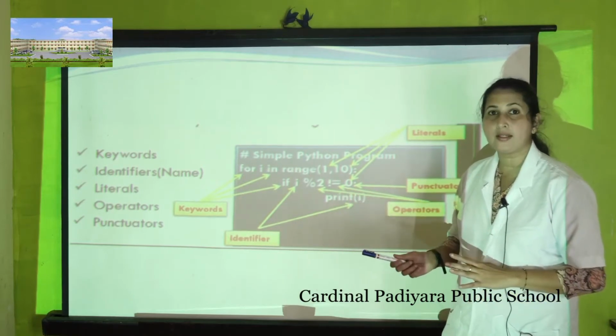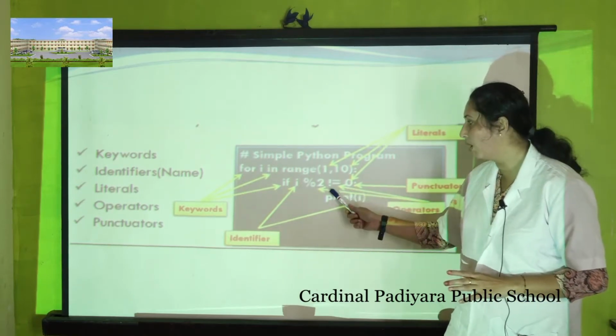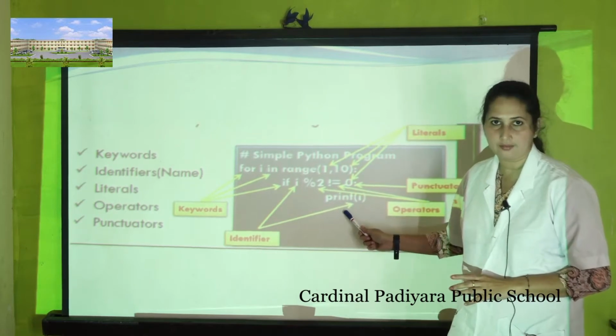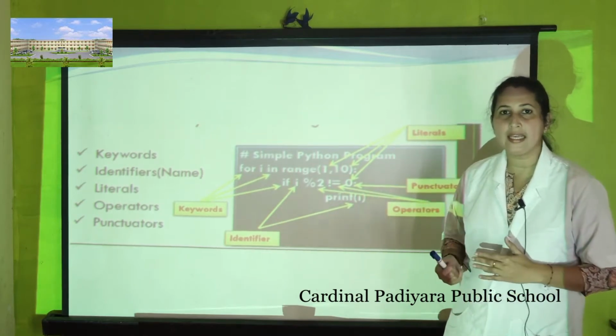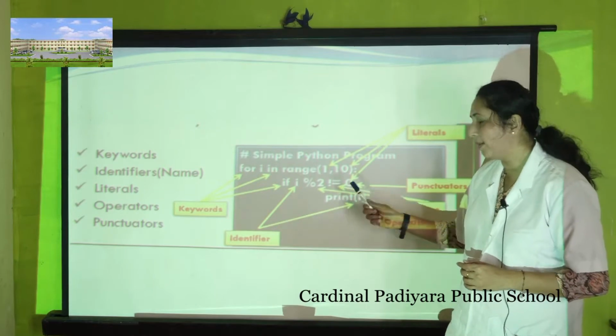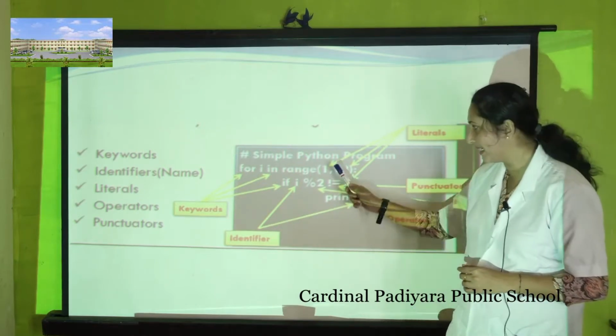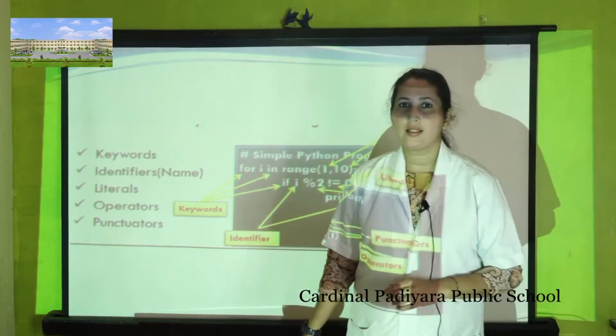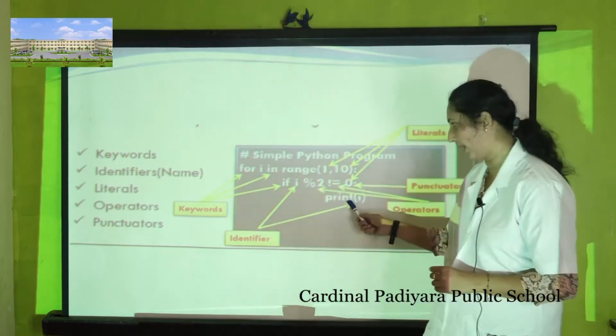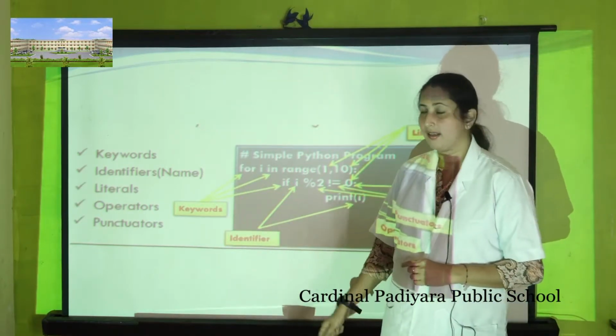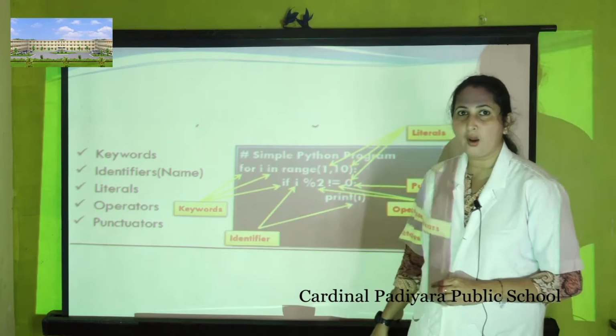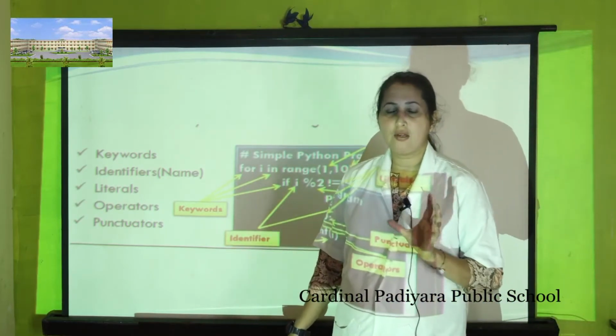If it is equal to 0, it does not print I. So only the odd values should be printed in this program. Here we can see that odd values are printed. Okay, understand? Here you have to find out the odd numbers between 1 to 10.